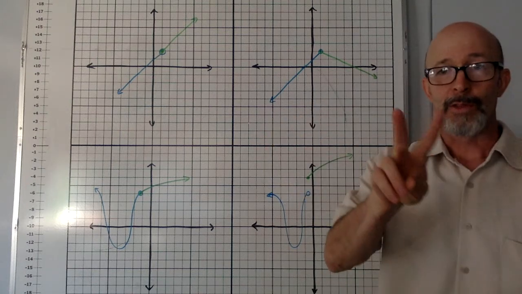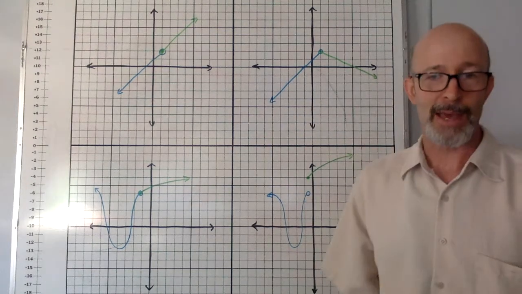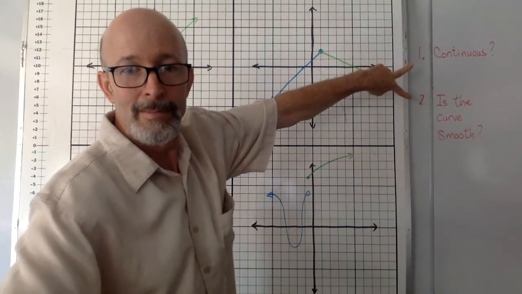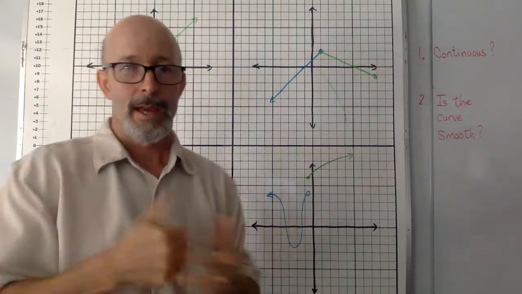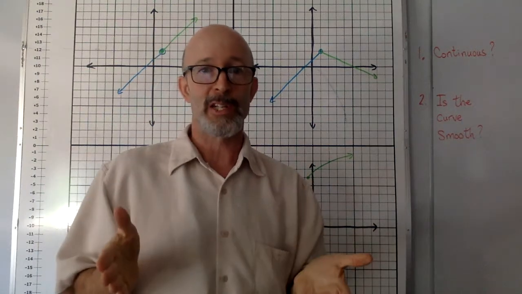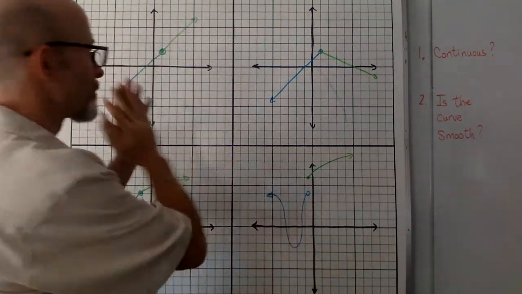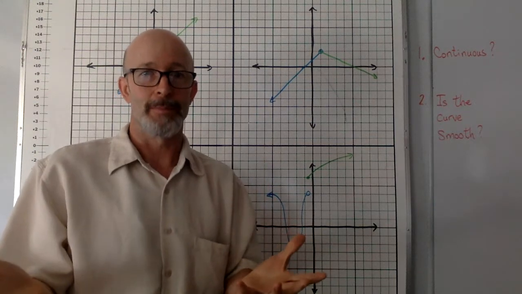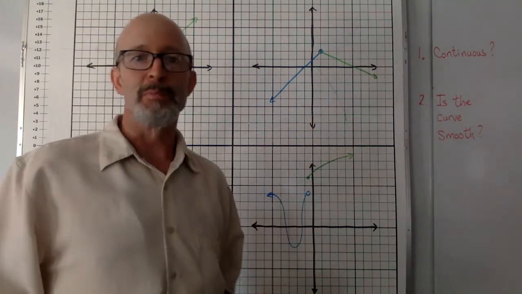Well, there are two underlying things that we need to pay attention to here, and those two items might be this. One is, is it continuous? You can't have something that's differentiable if it's not continuous. If there's a break in the graph or a hole in the graph, there's no slope at that hole. Second thing is, is it a smooth curve?